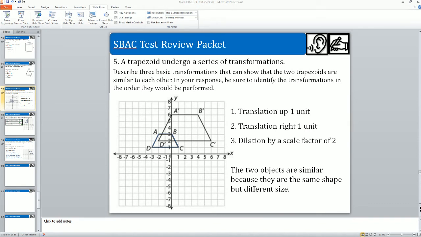Welcome. This is the SBAC test review packet solution for chapter 2, which is on page 2. We are going to go over questions 5, 6, 7.